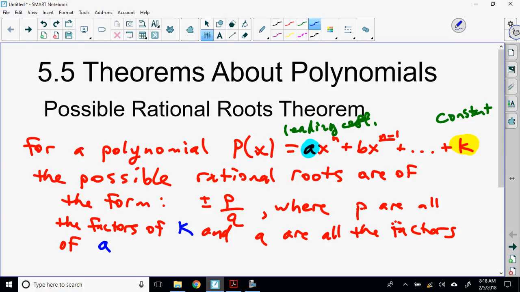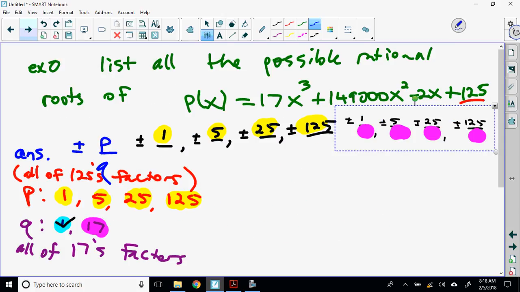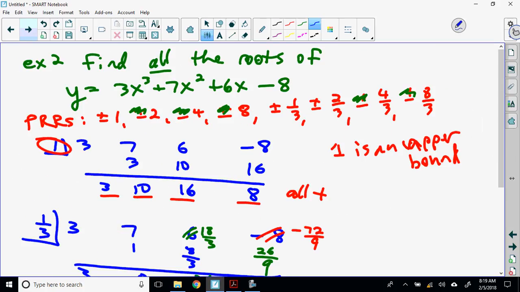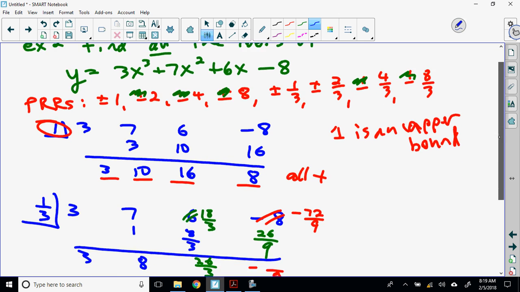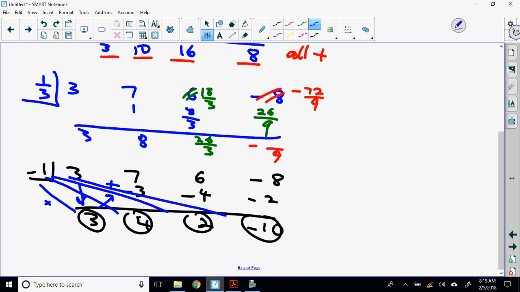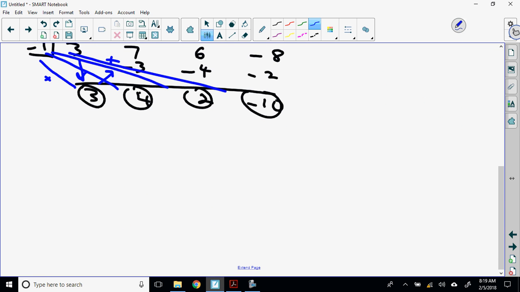Excellent question. So here's the deal. To answer your question thoroughly, if you divide by everything and nothing works, then you would say this has no rational roots. But we haven't divided by everything yet. So I'm hoping we can run across a lower bound. Let's try -2 and see what happens.